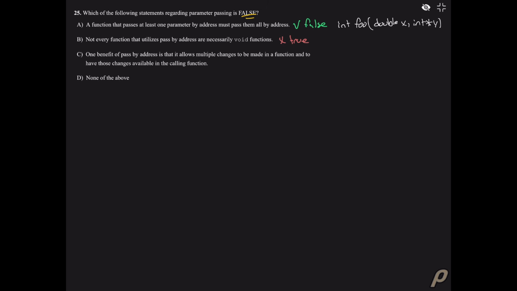And then C, one benefit of pass by address is that it allows multiple changes to be made in a function and to have those changes available in the calling function. And this is the whole purpose of using pass by address, so this is true. The primary purpose is exactly this. We want to change more than one thing in the main function, or not even just the main function, but whatever function's calling it. It's kind of like returning multiple values, and so we want to be able to change more than one thing, so that's why we use pass by address. And so we know that A is our correct answer for this final question of this exam.